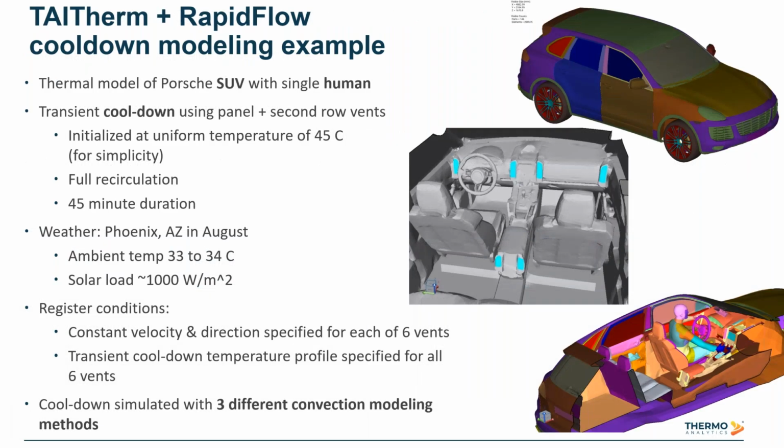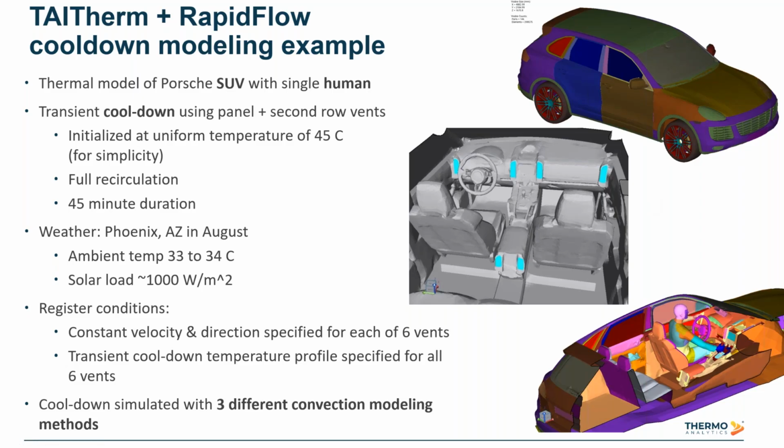All right, so switching focus to a cool down modeling example. We're going to show a different model here, again using an SUV model for a transient cool down condition. This model has a single human in the driver's seat, and we're going to look at a transient cool down, again in a Phoenix weather condition with fairly high ambient and high solar load. Starting from a simple initial condition, we're going to look at panel and second row flow from the HVAC system in full recirculation mode and see what happens over a 45-minute cool down.